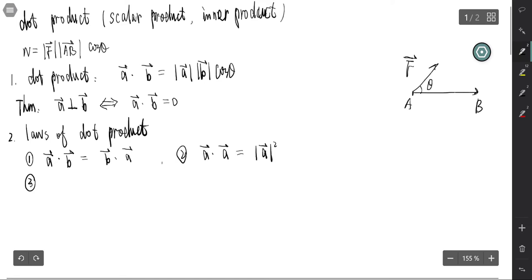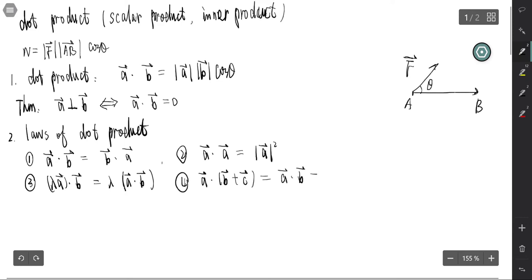The third one, lambda A dot B equals lambda times A dot B, because lambda only changes the length of A, and if lambda is greater than zero, then the cosine theta does not change. If lambda is less than zero, then cosine theta changes sign. So we get this equation. And the last one, A dot B plus C equals A dot B plus A dot C.